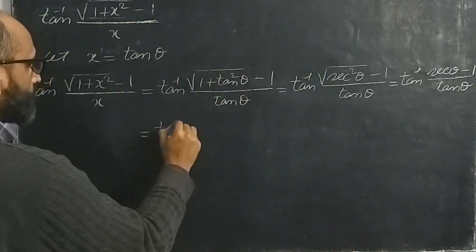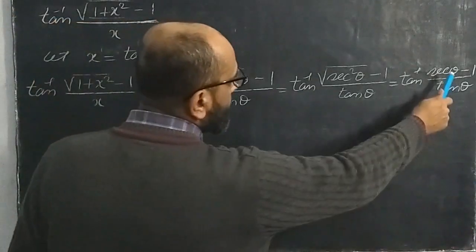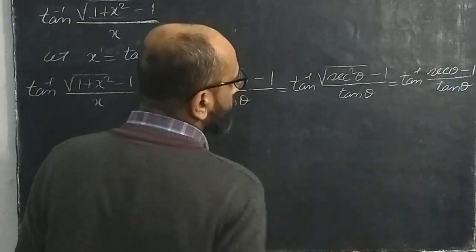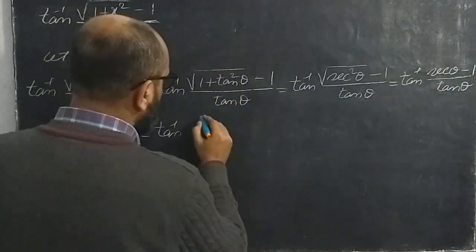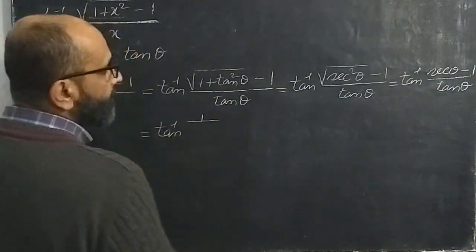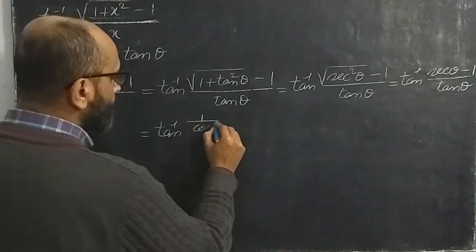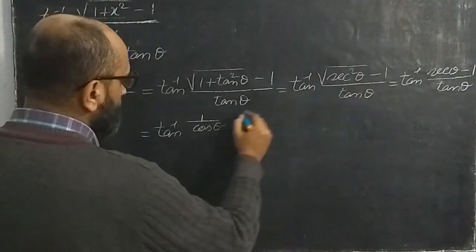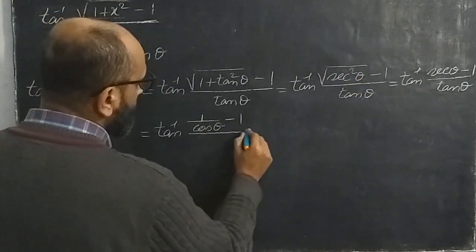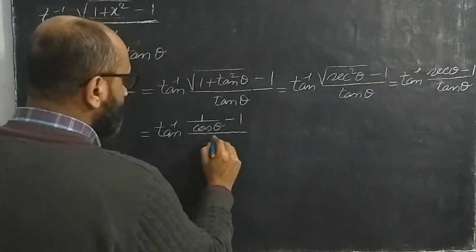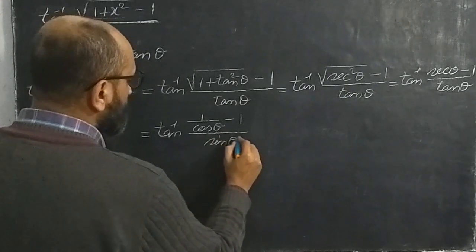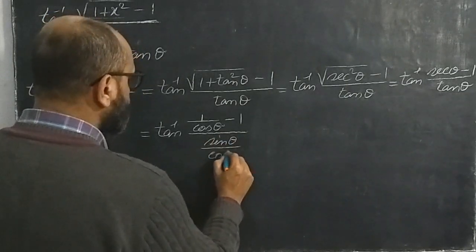Now tan inverse, now we have to write sec and tan both in terms of sine and cos to simplify further. So sec is 1 upon cos, so we write 1 upon cos theta in place of sec theta minus 1 as it is upon tan theta, and tan theta is equal to sine theta upon cos theta, as you know well.